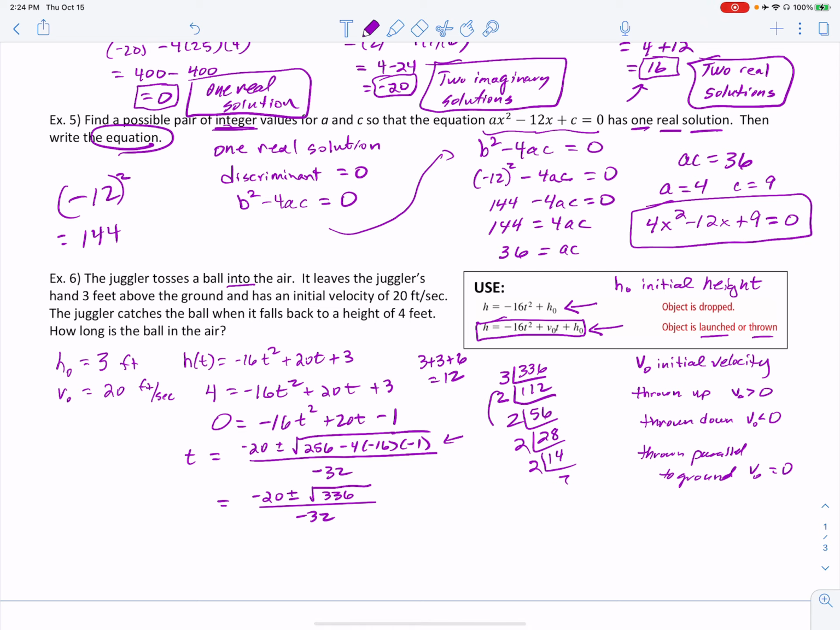And so for every pair, you can take 1 to the outside. So that means the square root of 336 is 2 times 2 times the square root of the loners. 3 and 7 are loners. You multiply those and put those underneath. So you have 4 root 21 for the square root of 336. So back over here, I have negative 20 plus or minus 4 square roots of 21 all over negative 32.